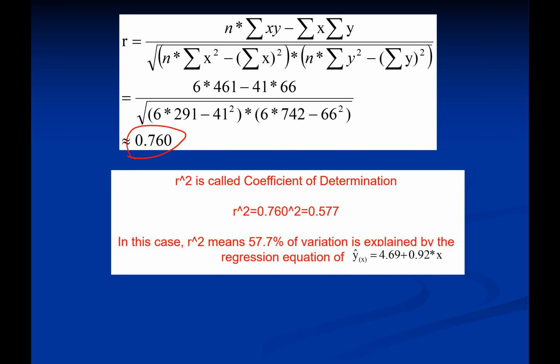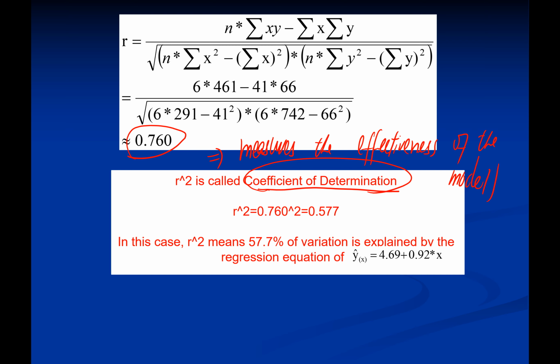R squared is called the coefficient of determination, a very important term. It measures the effectiveness of the model, or another way of saying this is how good the model is.